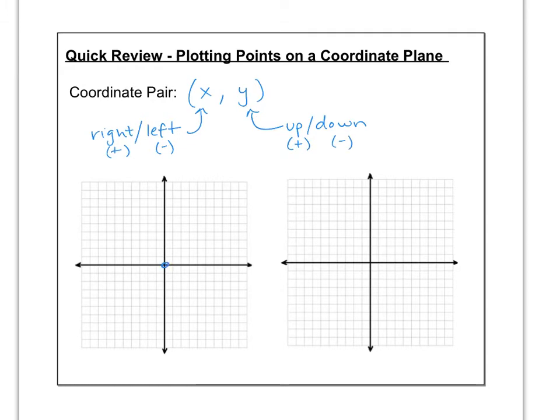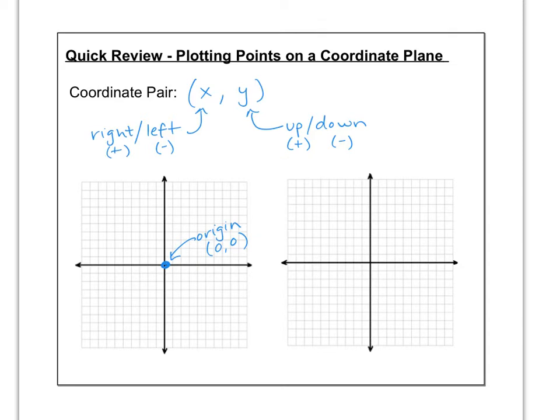Remember what this point right in the center of your graph is called. That is called the origin. And the coordinate at the origin, remember, is 0, 0. Another thing I want you to think about is, what are the quadrants called? They're called quadrants 1, 2, 3, and 4. Where is the first quadrant?